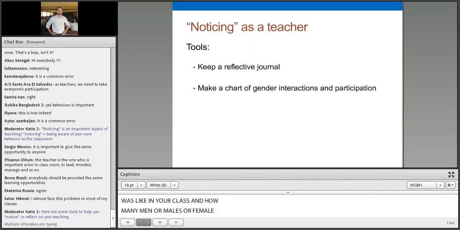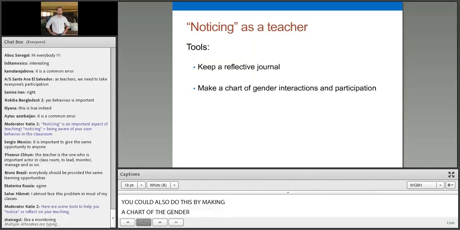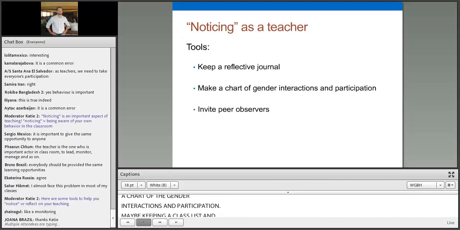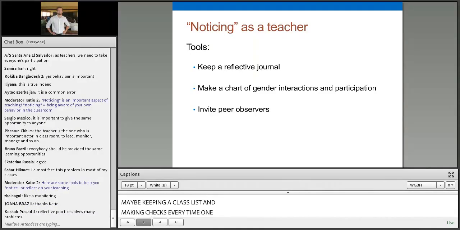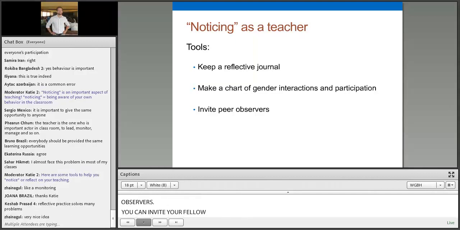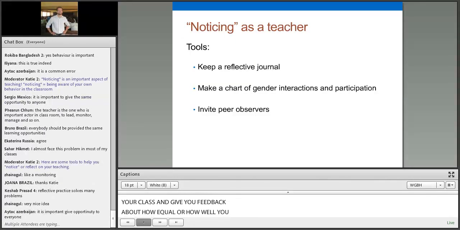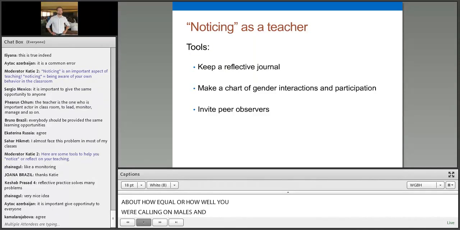You could also do this by making a chart of the gender interactions and participation. Maybe keeping a class list, and making checks every time one participates or the other. And you can invite peer observers. You can invite your fellow teachers to come and observe your class and give you feedback about how equal or how well you were calling on males and females or encouraging them to participate.